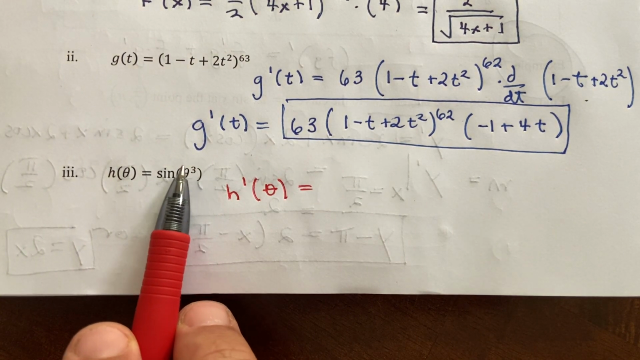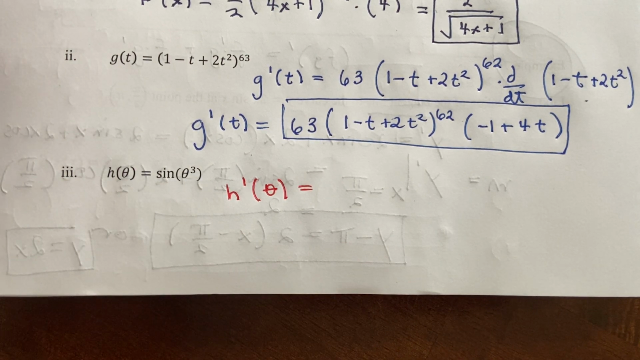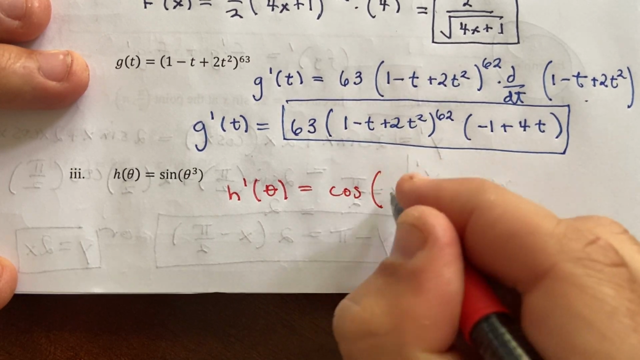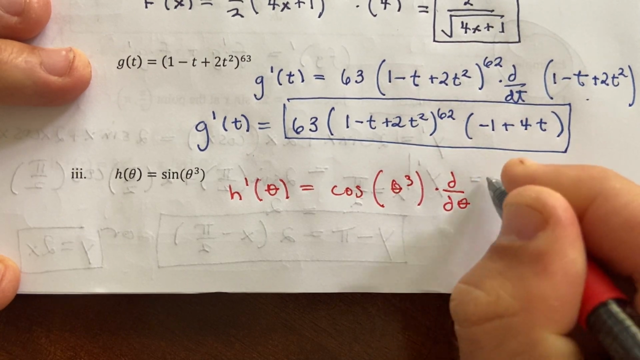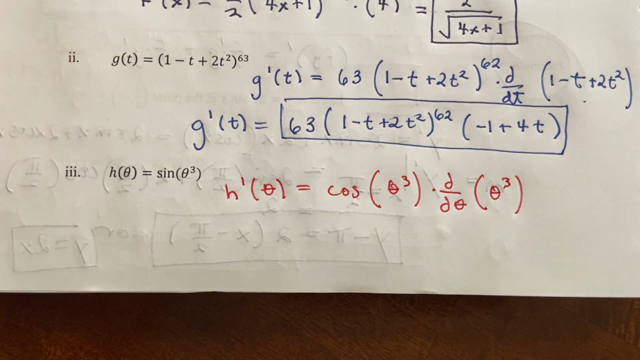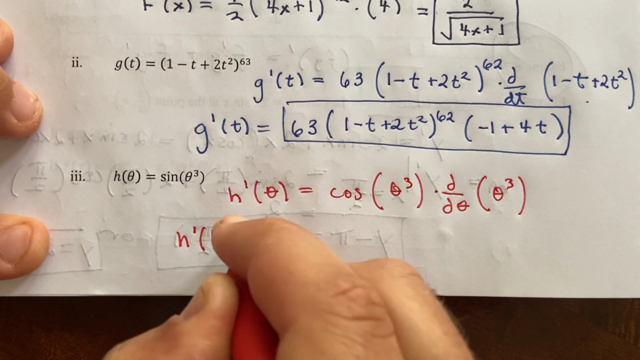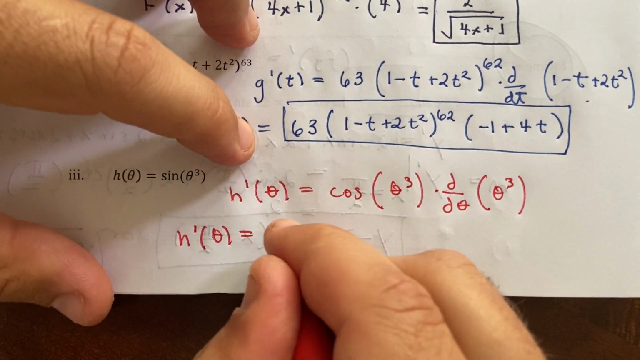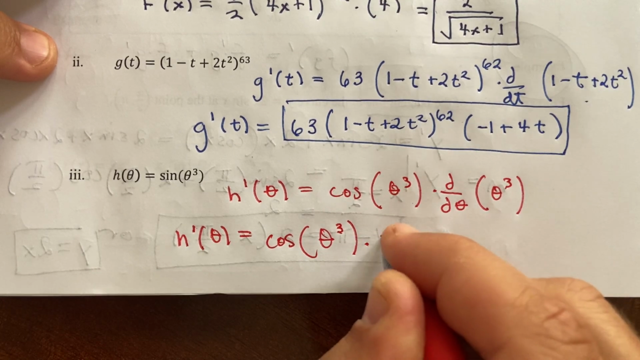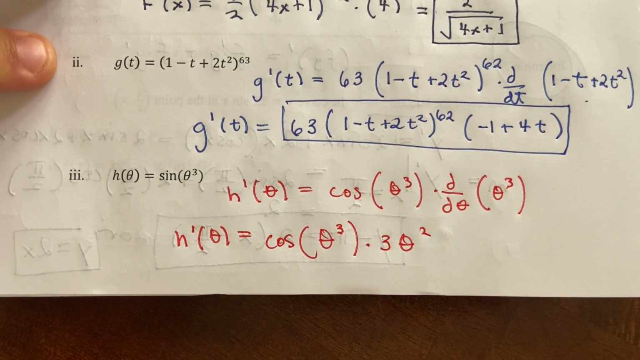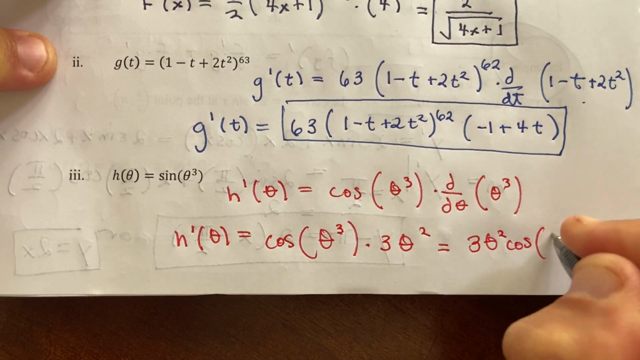Okay, so the first thing I'm going to do is take the derivative of the outermost function, the sine. The derivative of sine is cosine, so I'll say cosine of theta cubed, but then I need to multiply by d d theta of theta cubed. So h prime of theta will be cosine of theta cubed times 3 theta squared. And we would typically probably write that as 3 theta squared cosine of theta cubed.